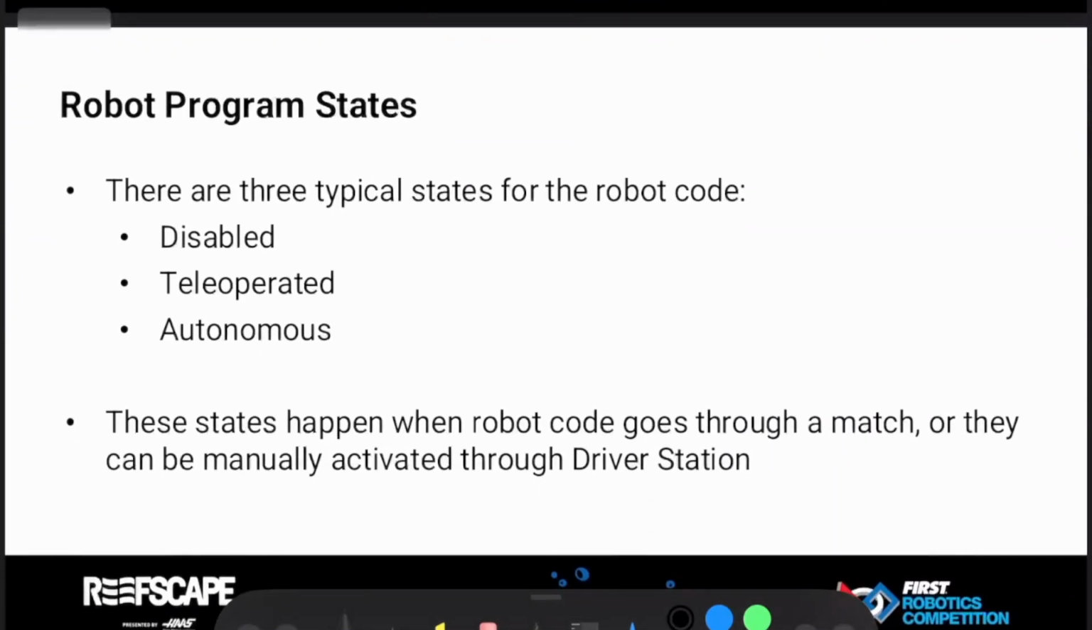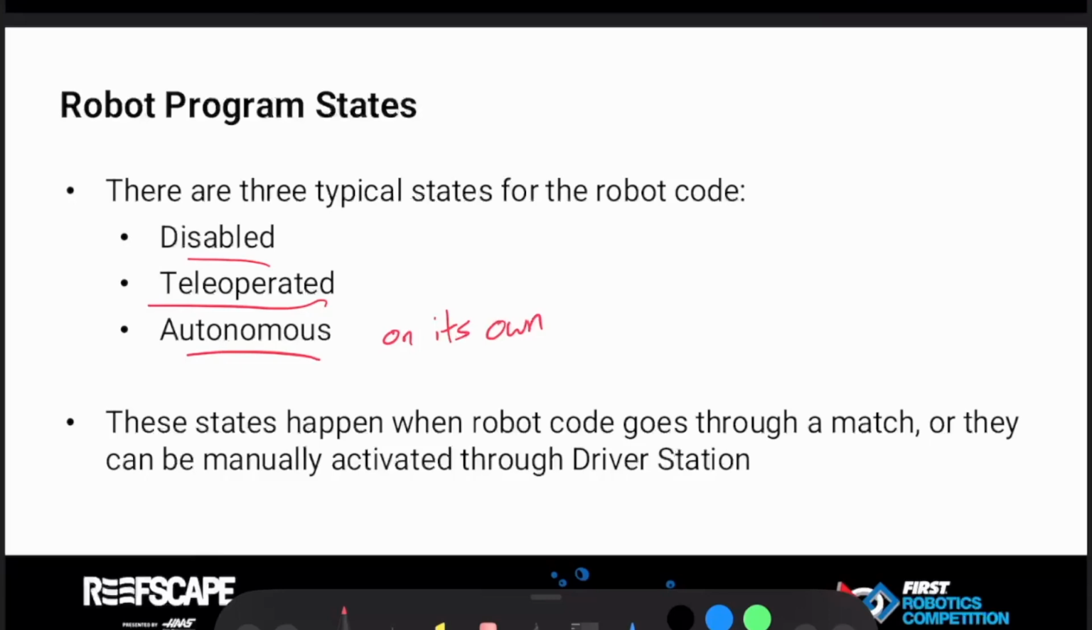Right? So the robot actually has 3 different states it can be in. The disabled state, the teleoperated state, and the autonomous state. Anybody want to take a stab at what any of those states means? Go ahead. Autonomous is like acting on its own. Autonomous is acting on its own. Okay? What do you got?